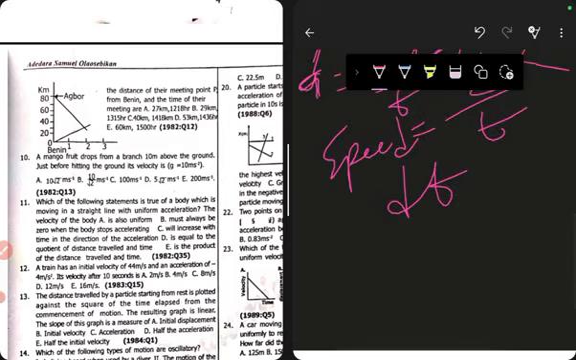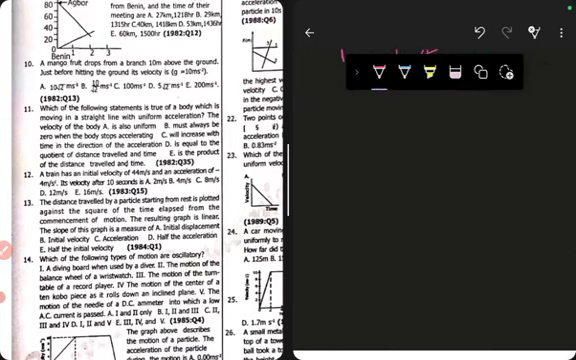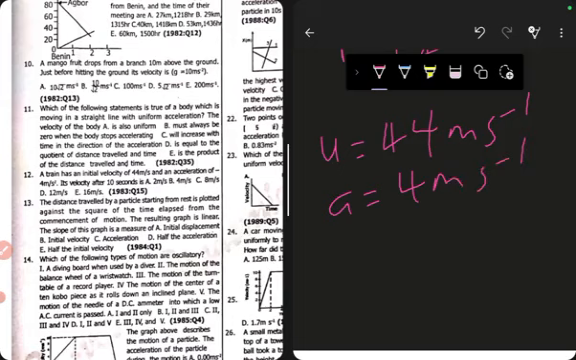Next question is question 12. It says a train has an initial velocity of 44 meters per second. Initial velocity is given to us as 44 meters per second, and an acceleration of 4 meters per second. Its velocity after 10 seconds is dash. So we're looking for the velocity, and we're given the time. Now this is very, very easy.